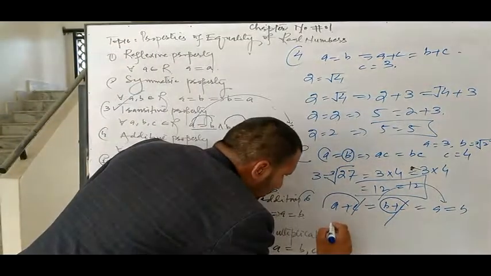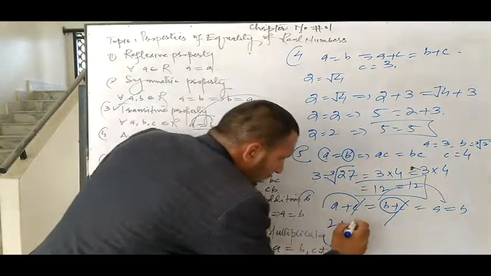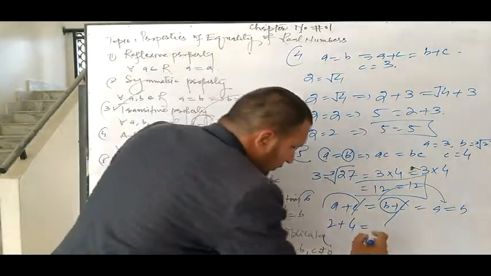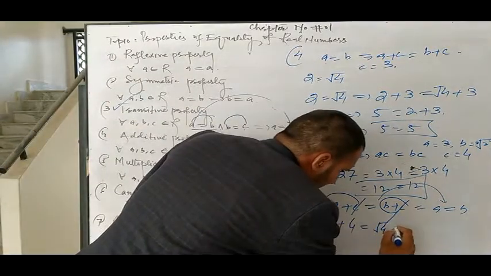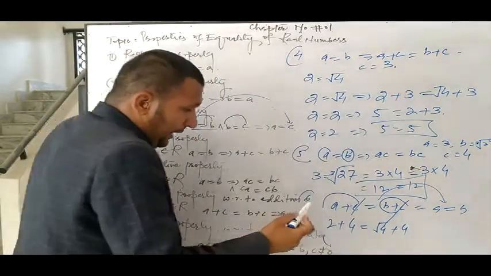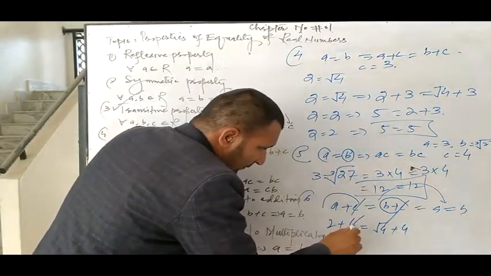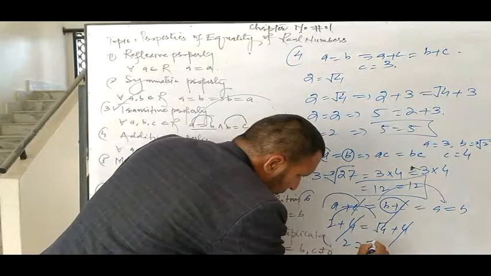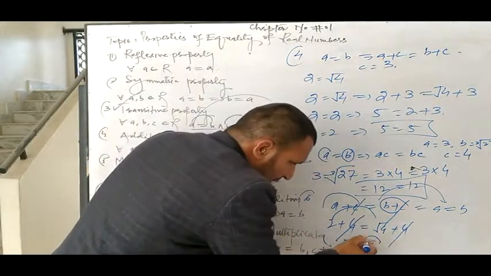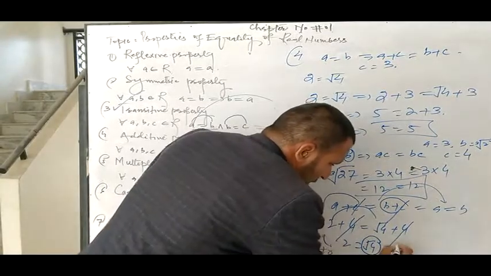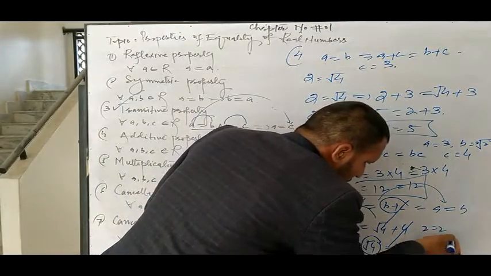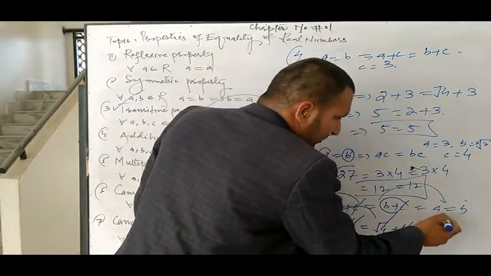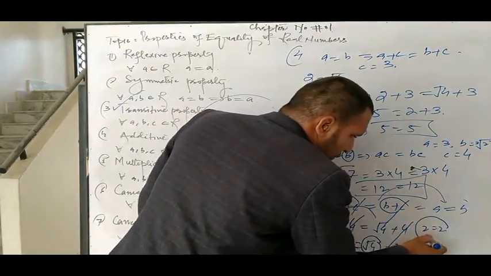Again A is equal to 2 plus C is equal to 4, and B is equal to square root of 4 plus C is equal to 4. If we cancel the 4 from both sides, then 2 is equal to square root of 4. Means the square root of 4 is equal to 2, so 2 is equal to 2. Then we satisfy the property A is equal to B, means 2 is equal to 2.